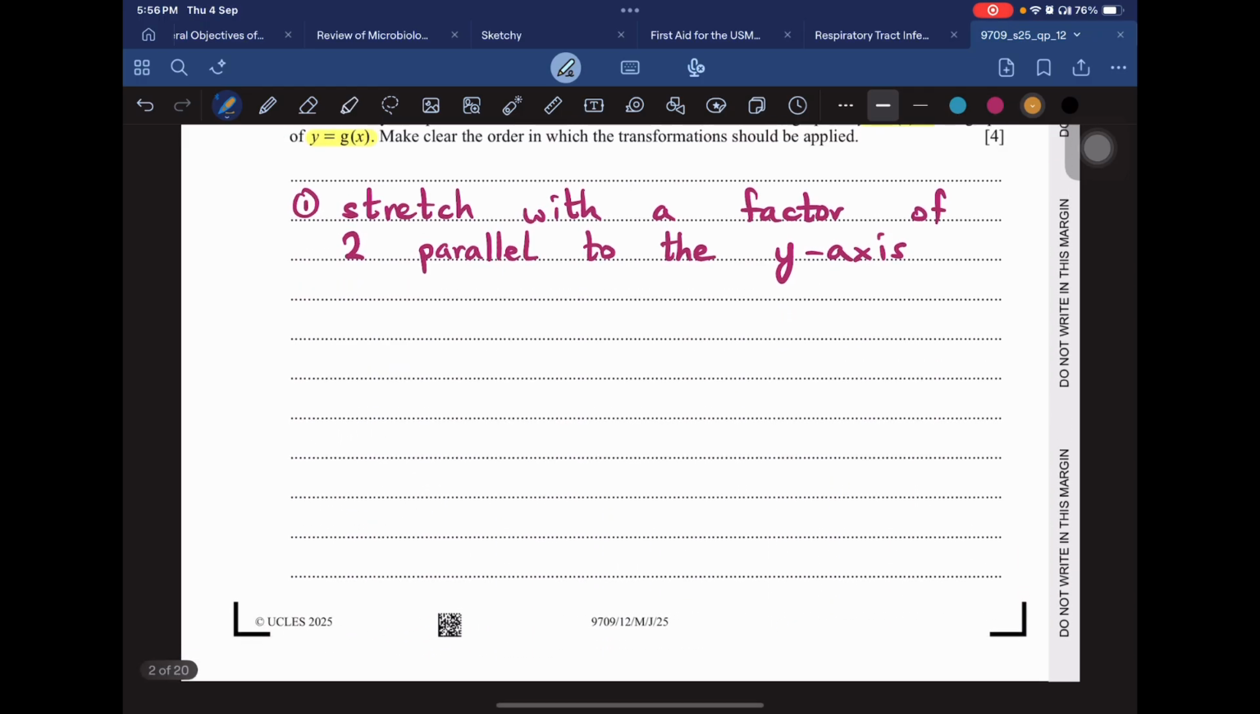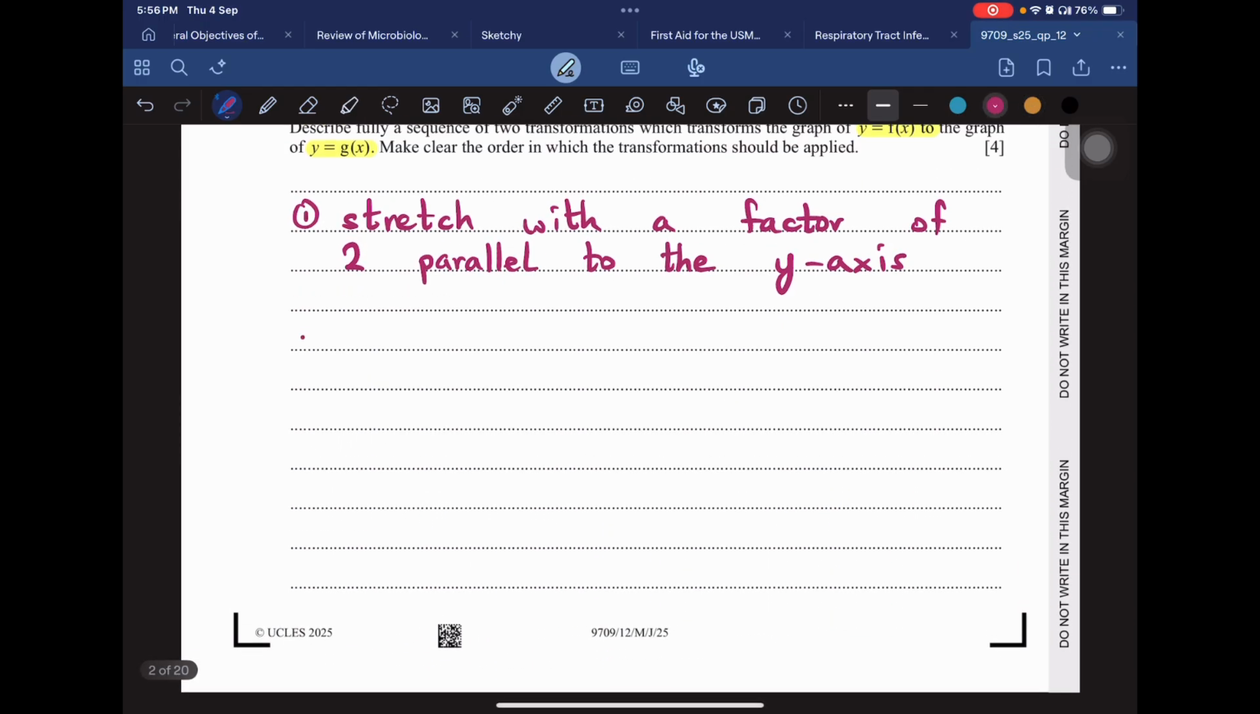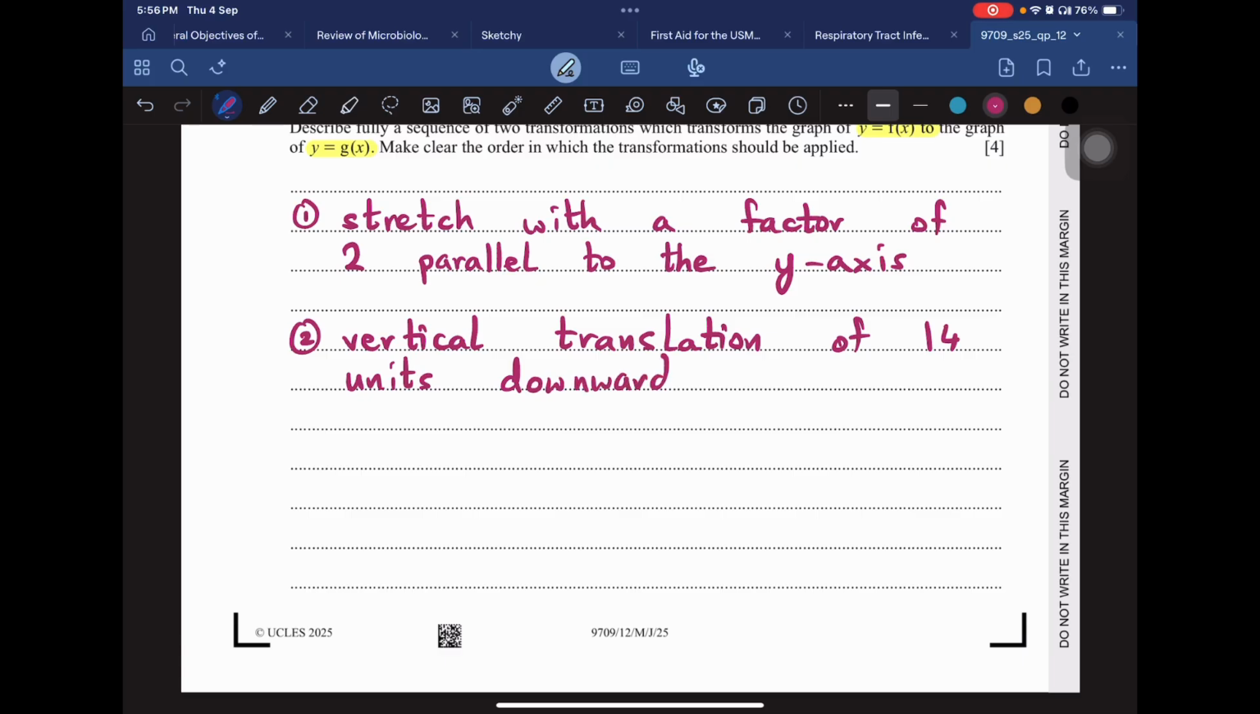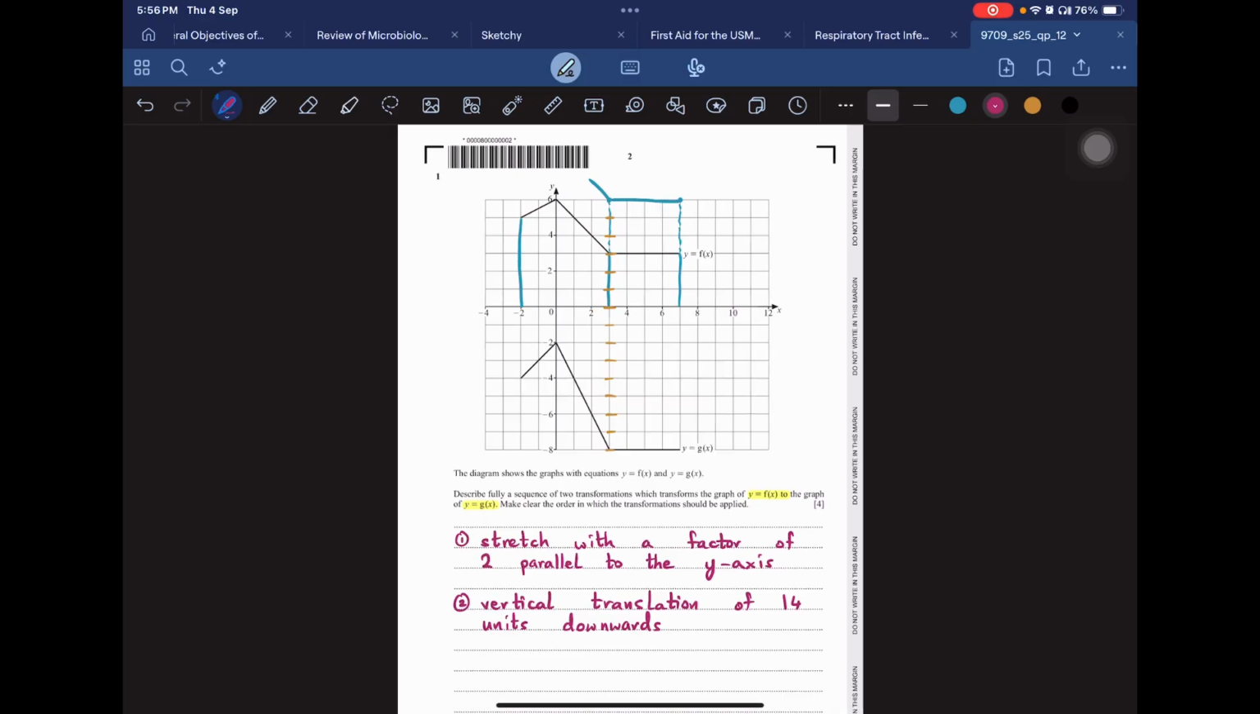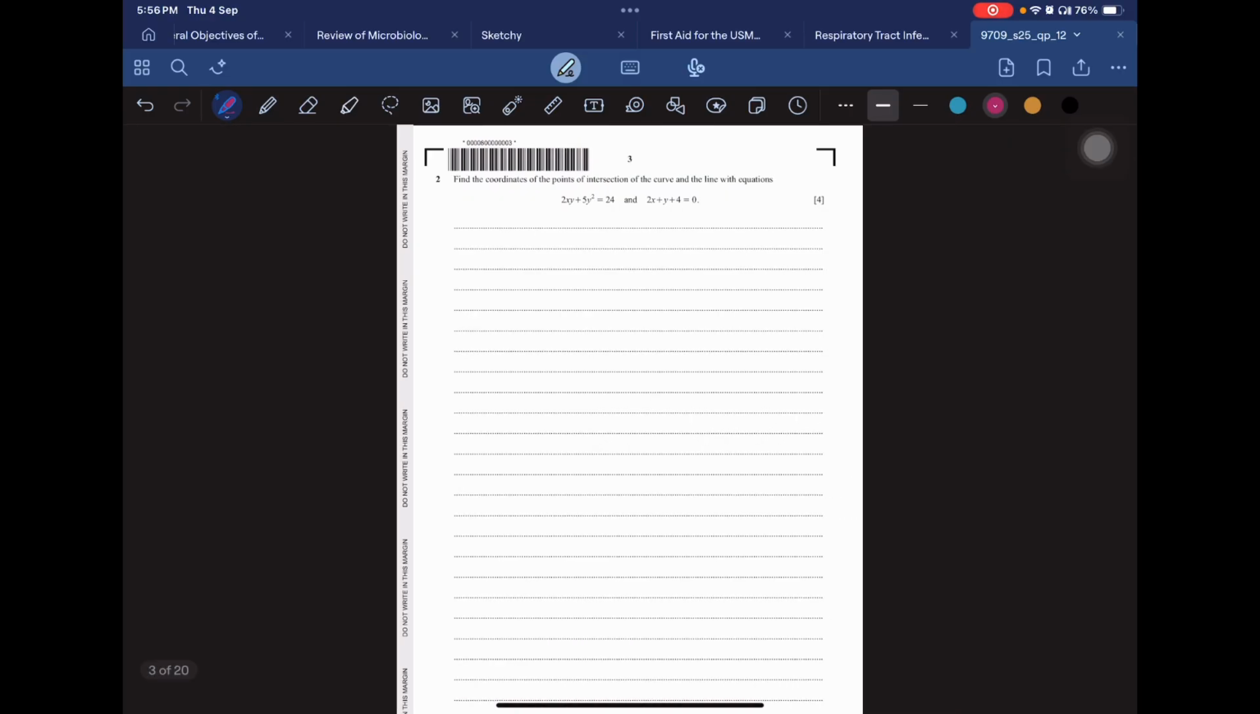Okay. So 2 is a vertical translation of 14 units downwards. Okay, so that's your first question. I hope this is clear. Moving on to the next one.